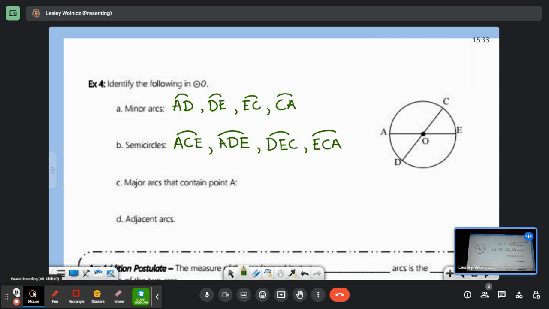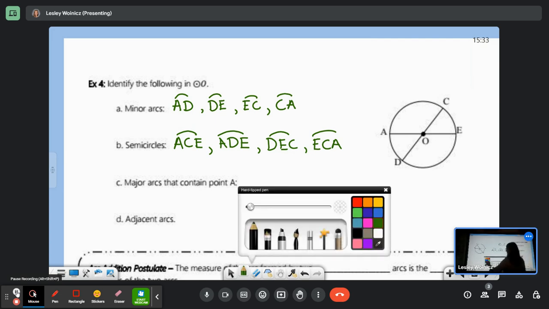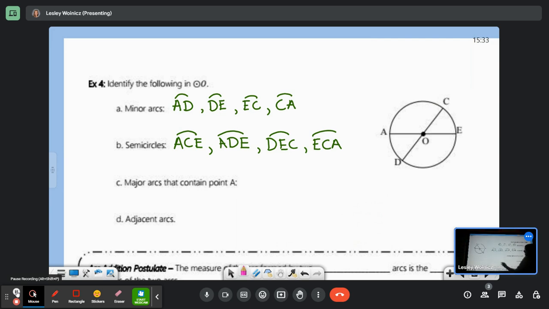Okay, major arcs that contain point A. I'm saying DAC. Anything else? I thought DAC is the same. Oh, you're right. All right, what about DAE? I like that better. Someone was paying attention, not me. What else?